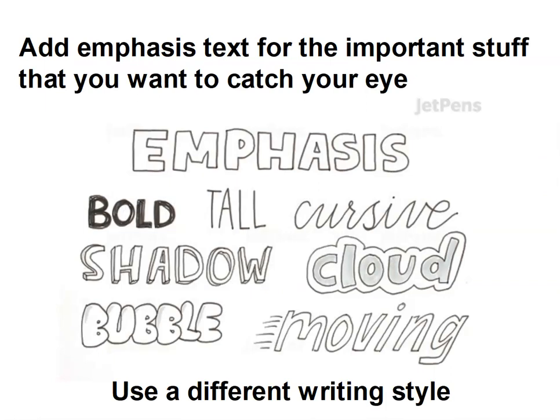Okay, so let me teach you how to make the emphasis text. You're going to write a word down, and then you're suddenly going to realize, that's an important word. There's a lot of things you can do. You can shade the word. You can draw block letters around it. You can color it in. You can just make it like really thick. You can write the word tall. You can write in cursive if you know cursive.